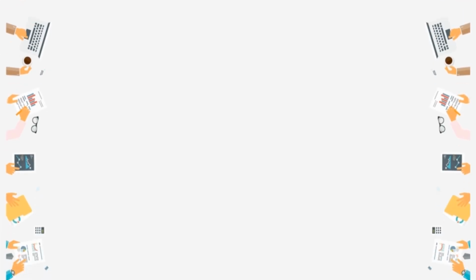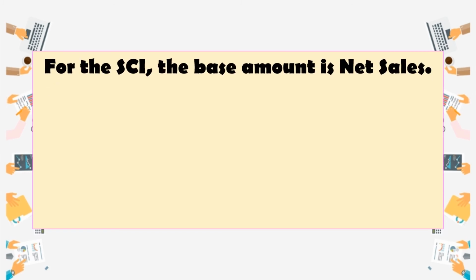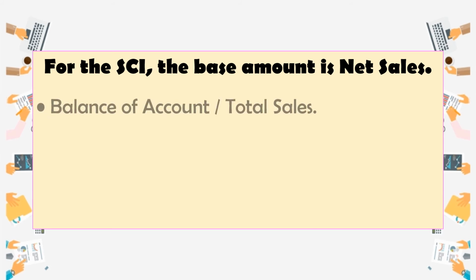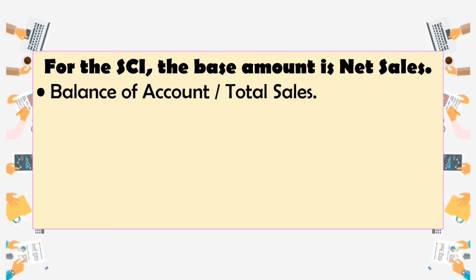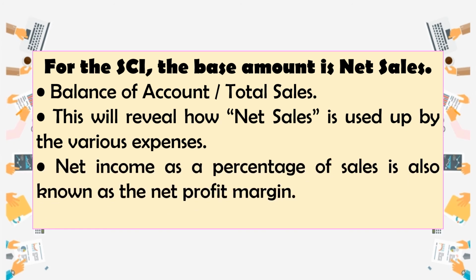Let us now proceed to the vertical analysis for the statement of comprehensive income. Take note that the base amount is the net sales or the total sales. So we will use the formula balance of account divided by total sales. For every account in the SCI, we will divide it by the total sales. This will reveal how net sales is used up by the various expenses. Net income as a percentage of sales is also known as the net profit margin.